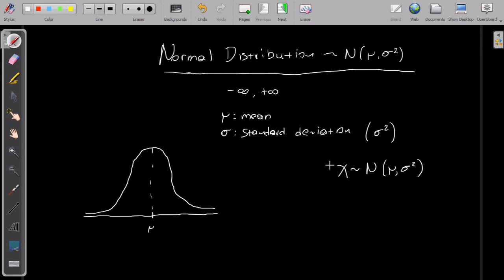We say that x follows a normal distribution, we write it like that, with mean mu and standard deviation sigma, and we write the variance sigma squared.